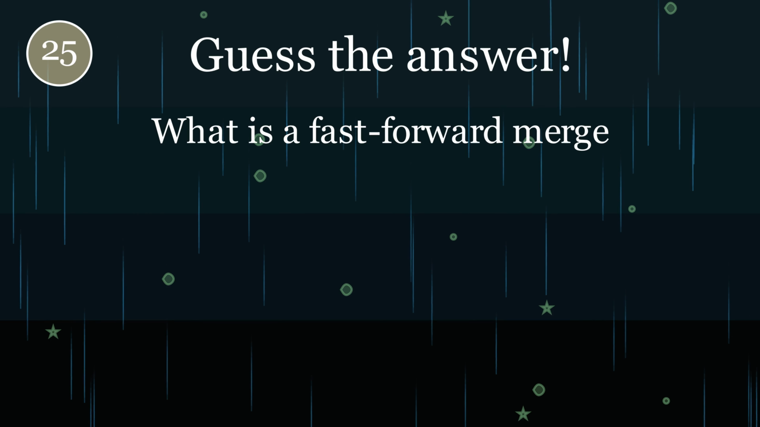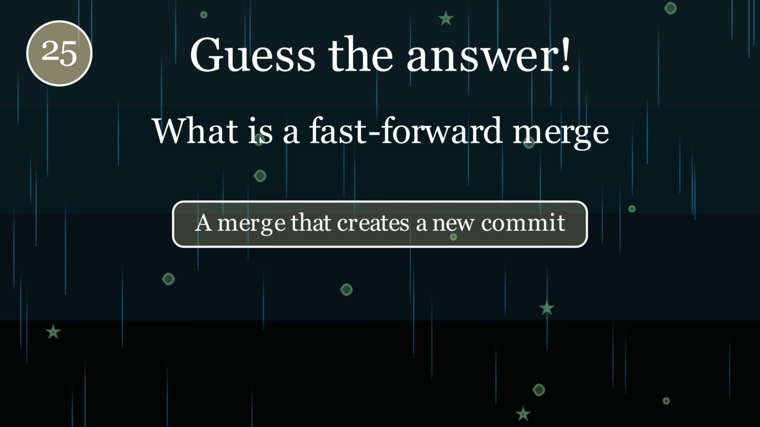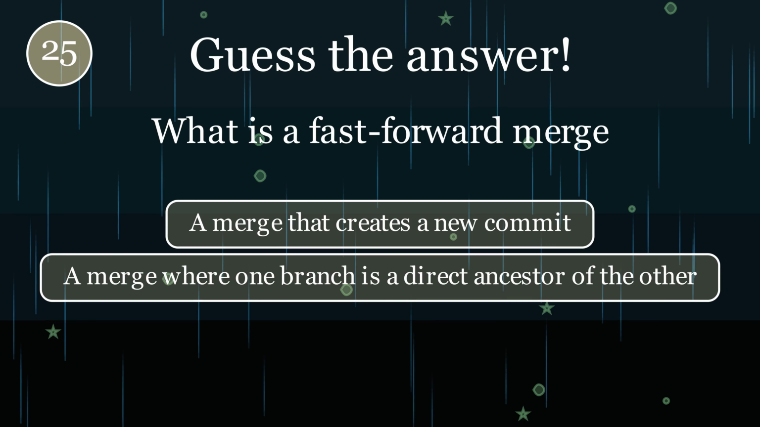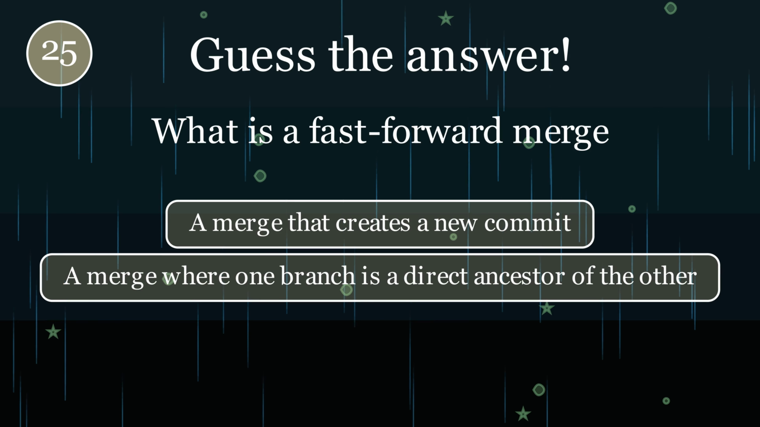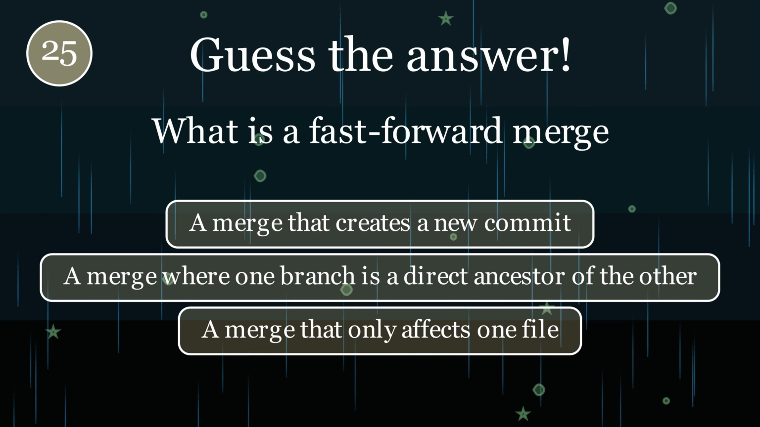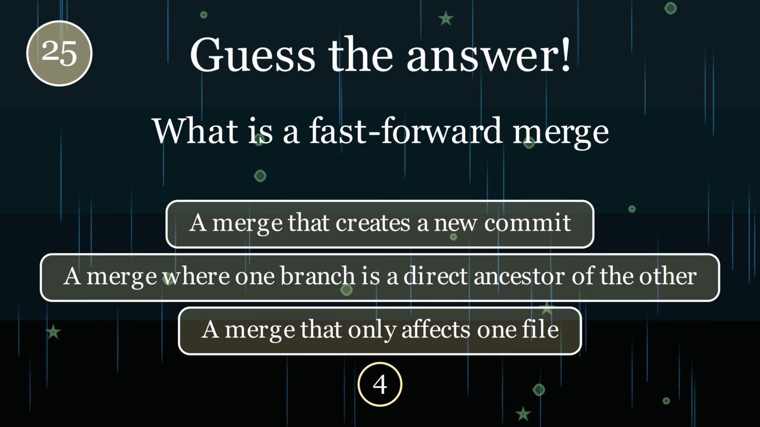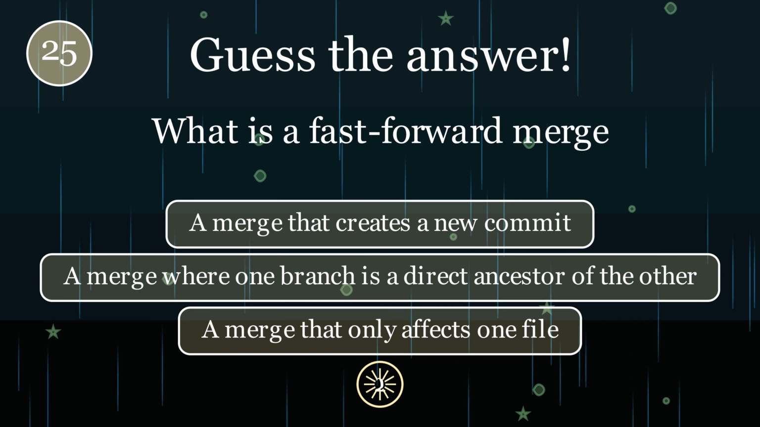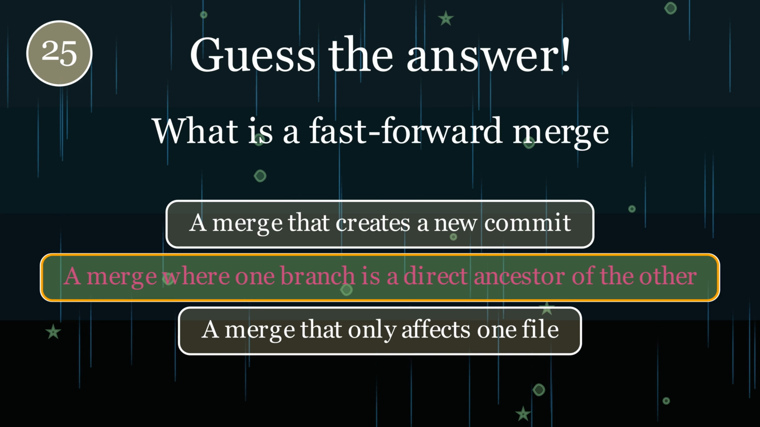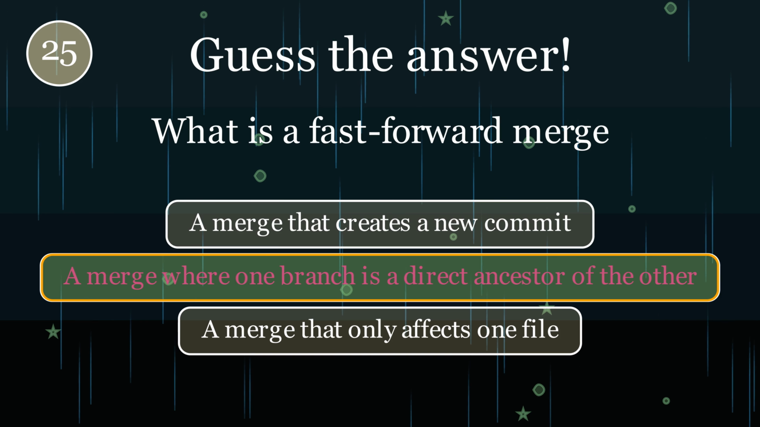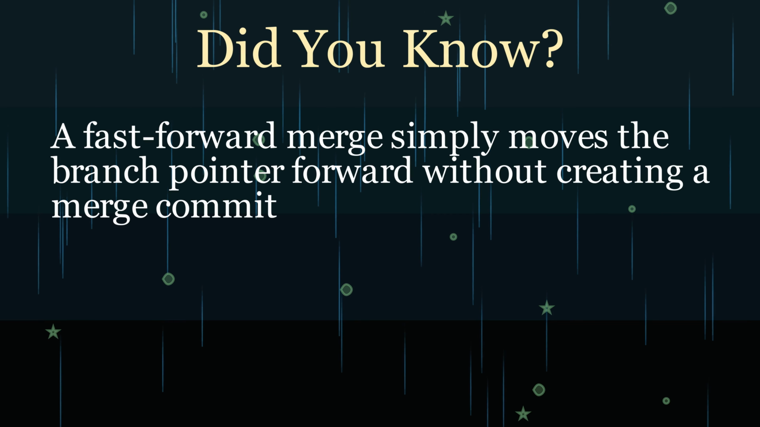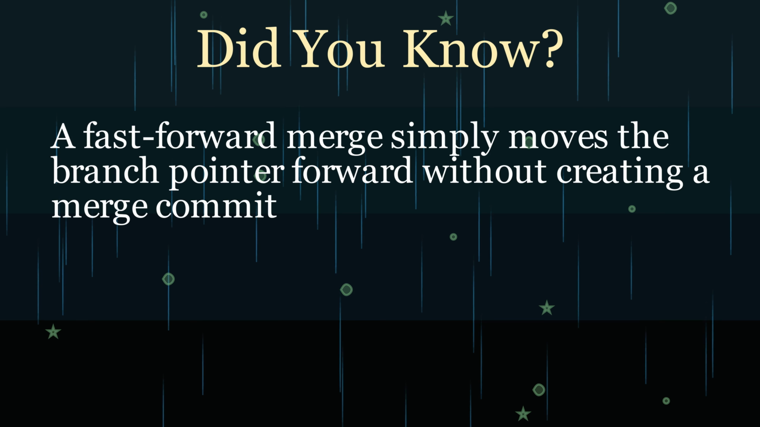What is a fast forward merge? A merge that creates a new commit. A merge where one branch is a direct ancestor of the other. A merge that only affects one file. The correct answer is, a merge where one branch is a direct ancestor of the other. Surprising trivia: a fast-forward merge simply moves the branch pointer forward without creating a merge commit.